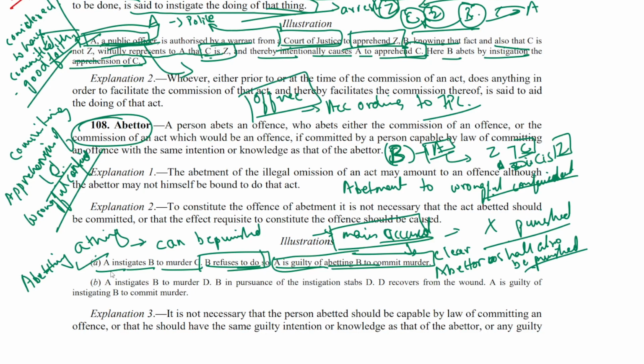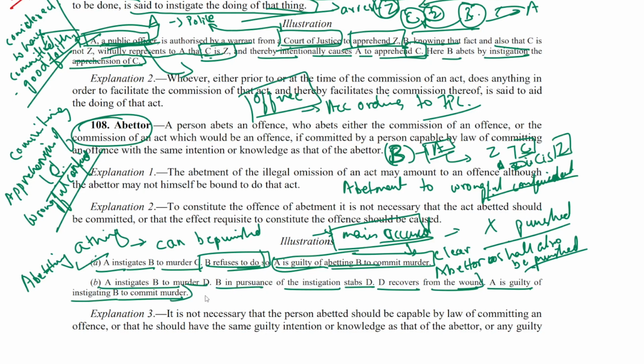But even if my friend says to me that it's fine, whatever he wants to say, I don't care, but Rahul comes to know that I was instigating my friend to act in such a manner, then that will be considered abetment and I can be punished for that act also. So A instigates B to murder D. B, in pursuance of the instigation, stabs D. D recovers from the wound. A is guilty of instigating B to commit murder.